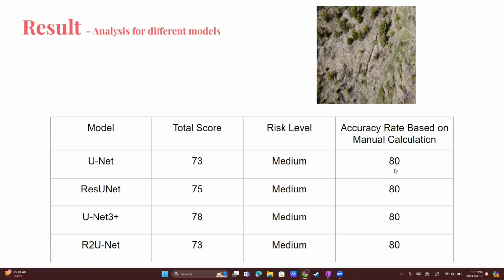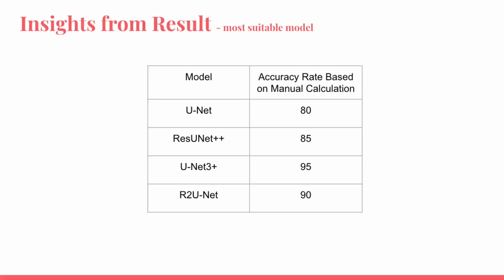Take the image presented on the slide as an example. Each model was able to successfully identify it as medium risk of being lit, although with different scores, while U-Net 3 Plus was able to achieve a result that's closest to a manually calculated value. We introduce insights from the result, the most suitable model.